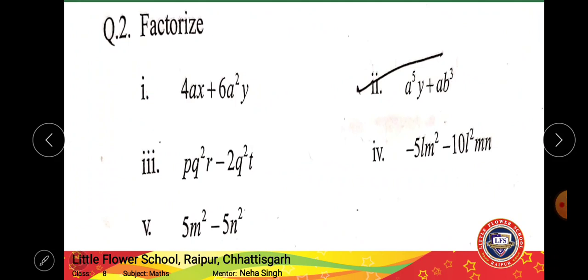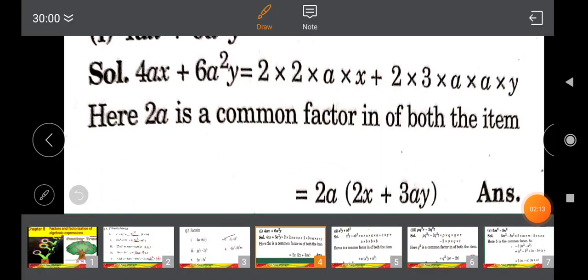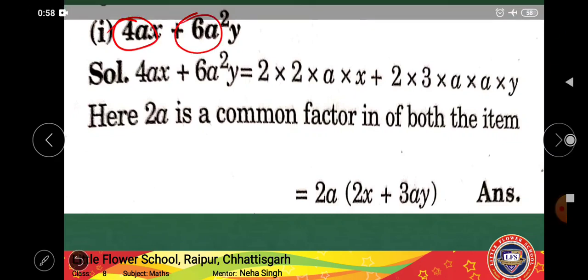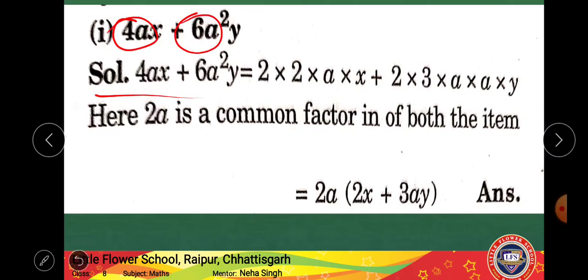solving part. So this is factorize 4ax plus 6a square y, right? So let us see how we'll do this. See, from here we can take common 2, right? One is this method, you can write all the factors and you can solve. So this method is given directly, you can break and solve, right?